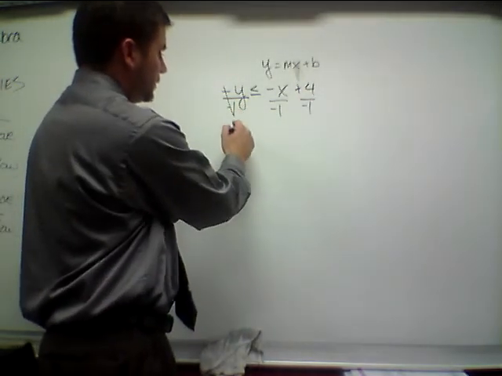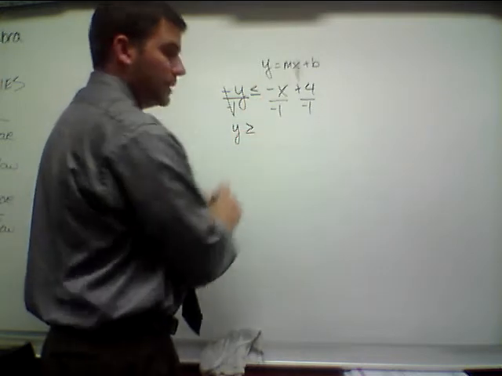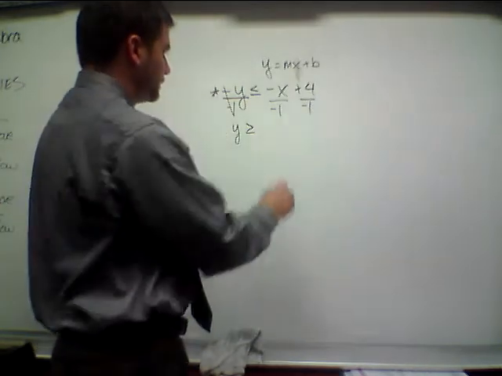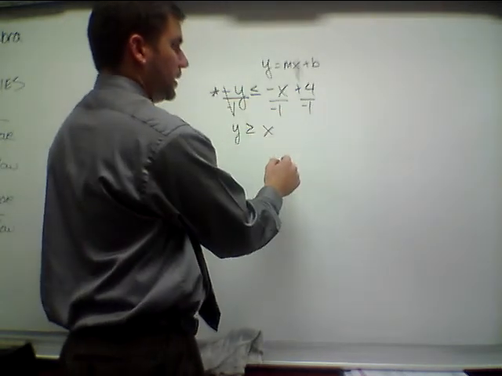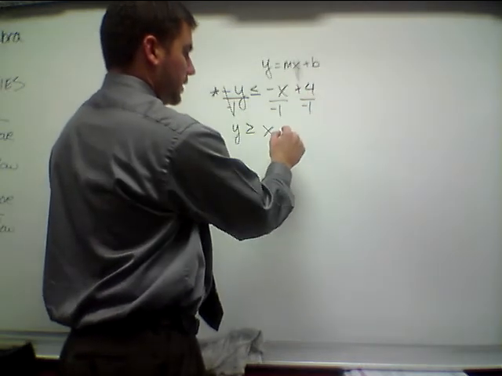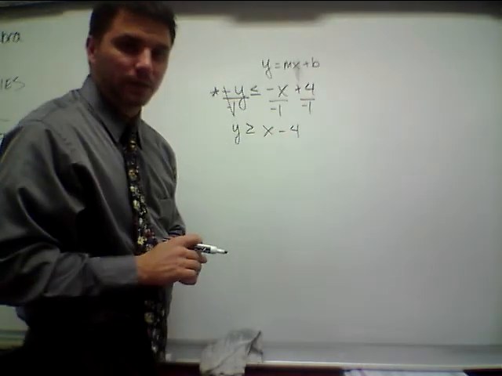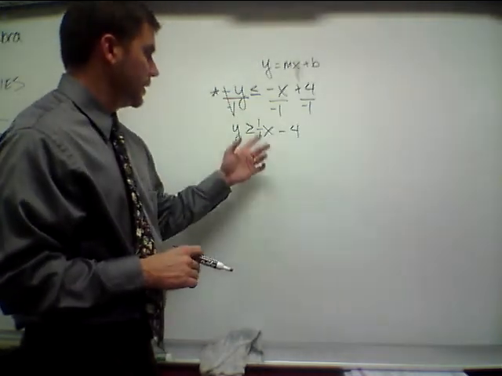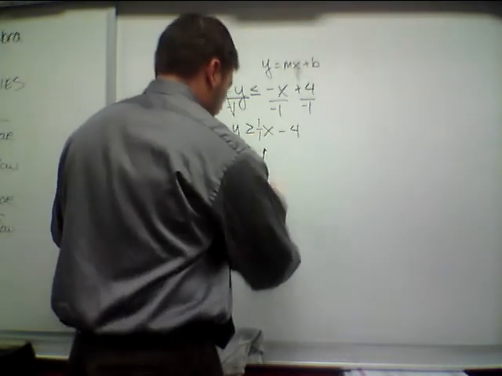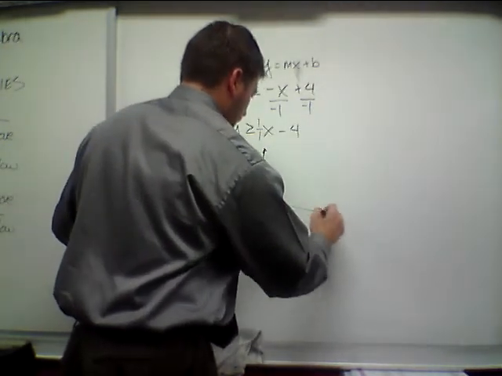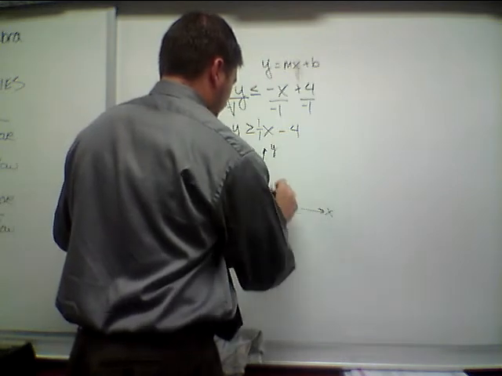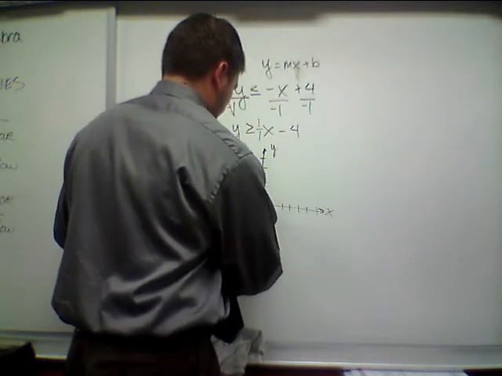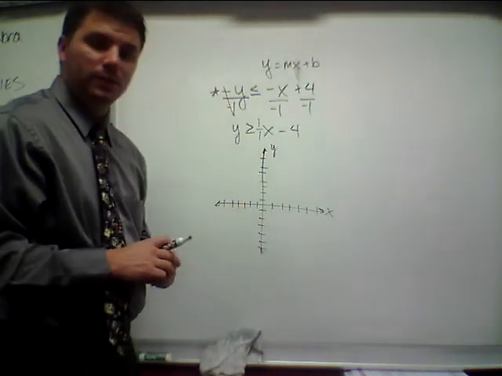That'll cancel my negative, flip my inequality, since I'm dividing by a negative coefficient. Negative divided by negative is a positive, and positive divided by a negative is a negative. And just to keep things right in the world of slope, we're going to go ahead and add that as a 1 over 1. And from here we just need to graph what we see.